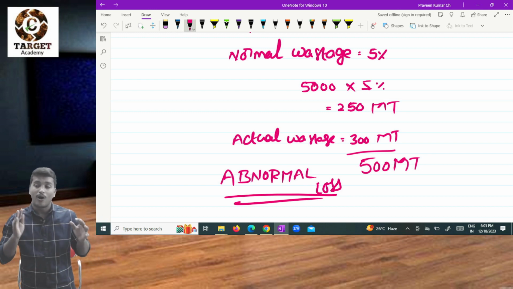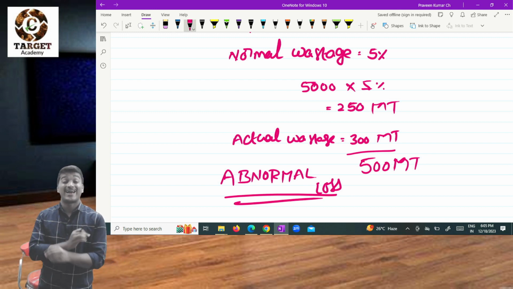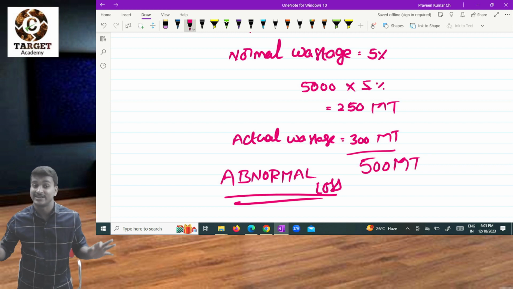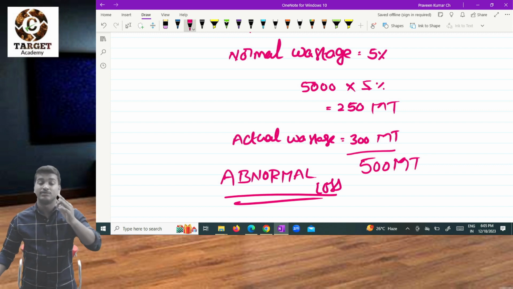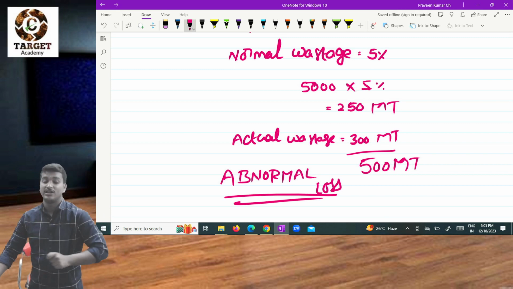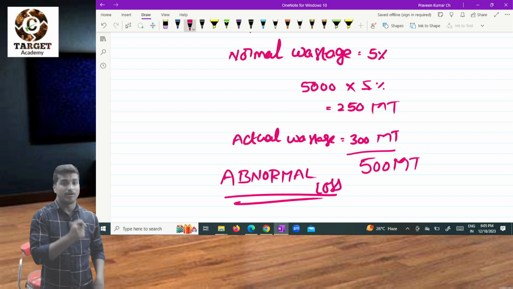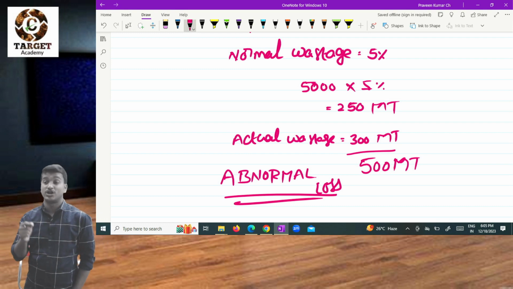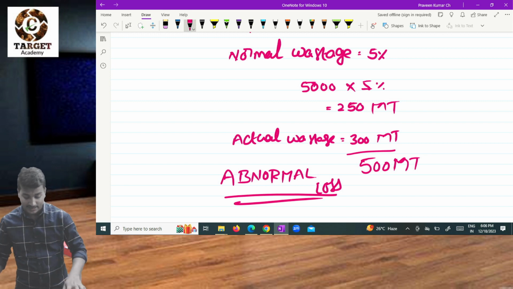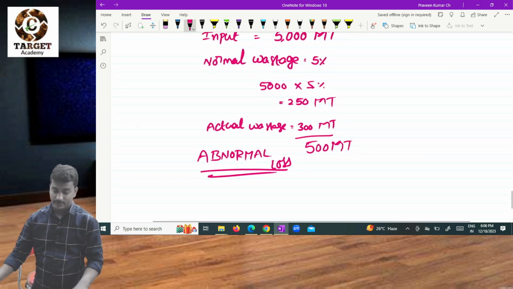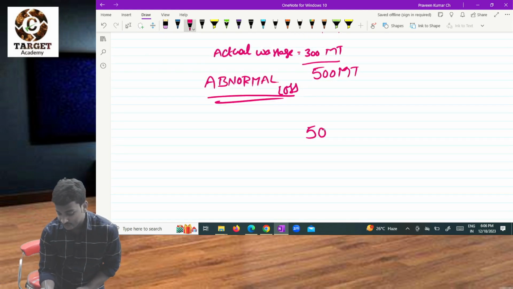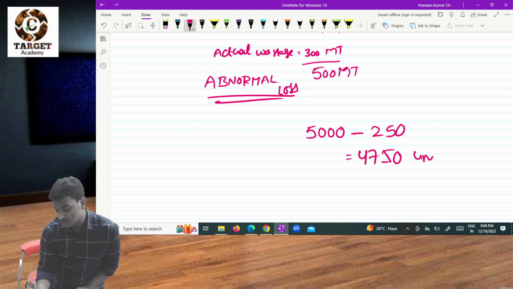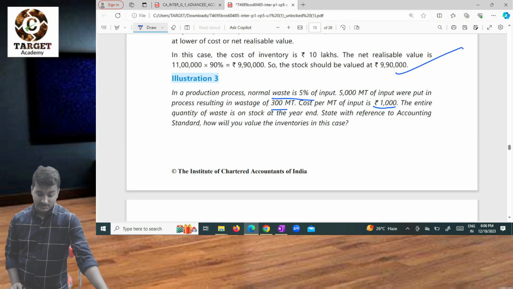Okay, all abnormal losses are excluded from the cost of inventory. This is the point you should remember. According to AS2 valuation of inventory, all abnormal loss, whether it is material, labor or overheads, should be excluded from cost of inventory. That means you have to take 5000 minus 250. You have to consider it as 4750 units.